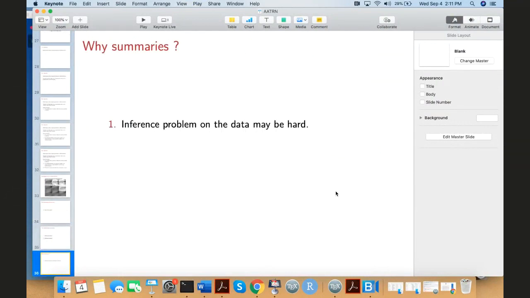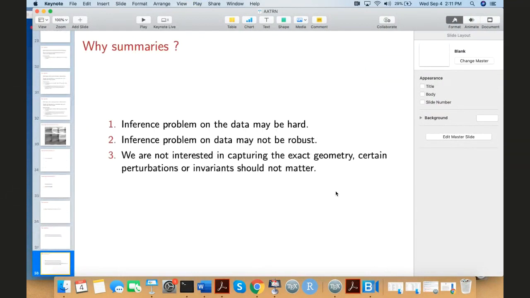Yeah. Sounds good. So why might one want to use summaries? Well, modeling the data may be hard. I'm working with a student of mine on the project of how do I put probability distributions over these shapes, right? And it turns out that's really, really hard, especially if these things are complicated and they can be quite weird, right? So inference, again, on the data might not be robust.